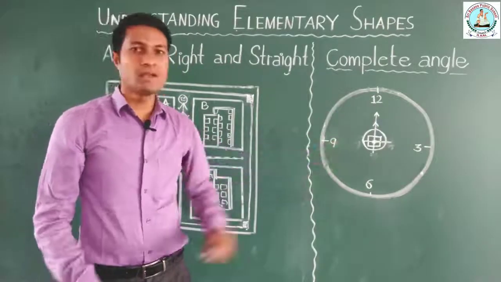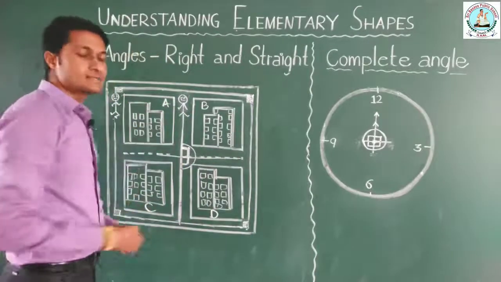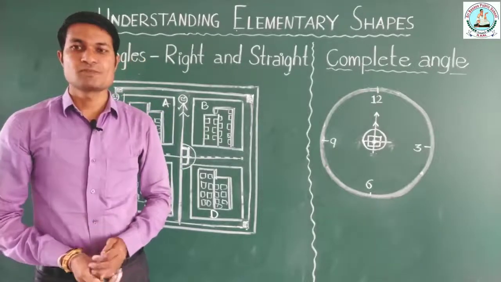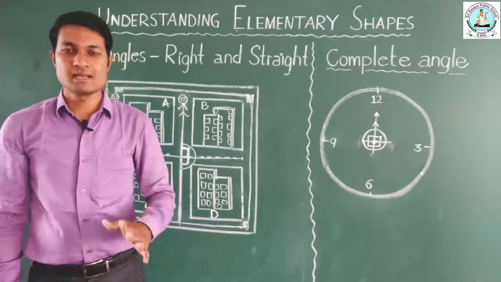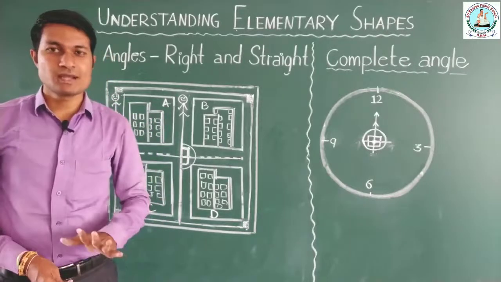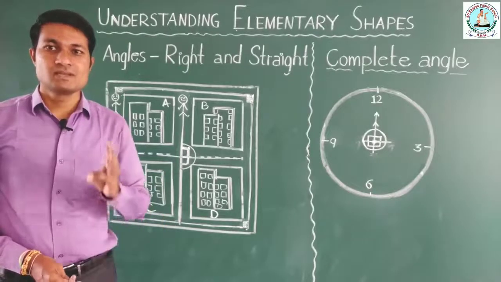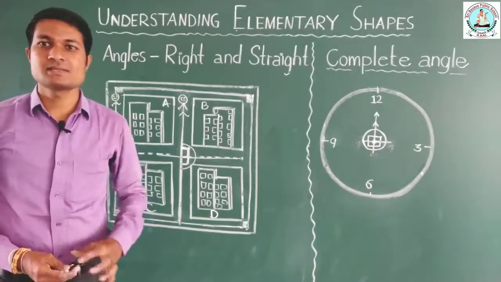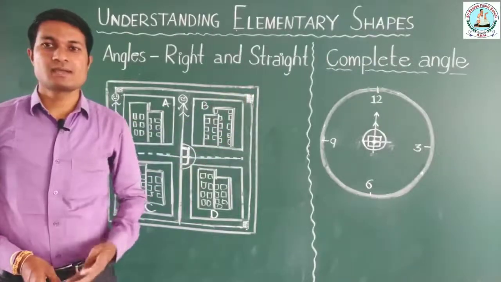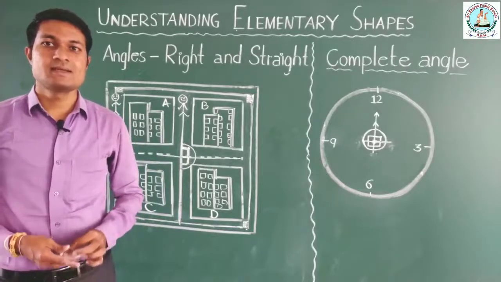So one complete revolution means 4 right angles, and 4 right angles mean 360 degrees. So 1/4 of the revolution means 90 degrees, that is one right angle. Half of the revolution means 2 right angles, that is 180 degrees. Then 3/4 of the revolution means 3 right angles, that is 270 degrees. Then one complete revolution means 4 right angles, so 4 right angles mean 360 degrees.